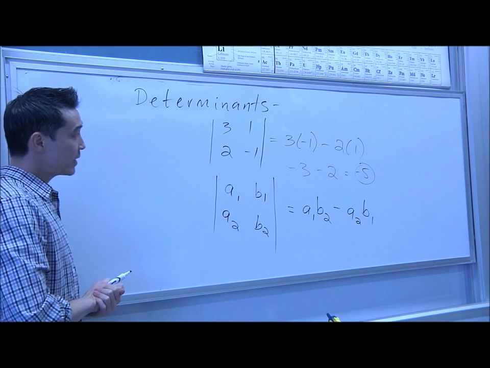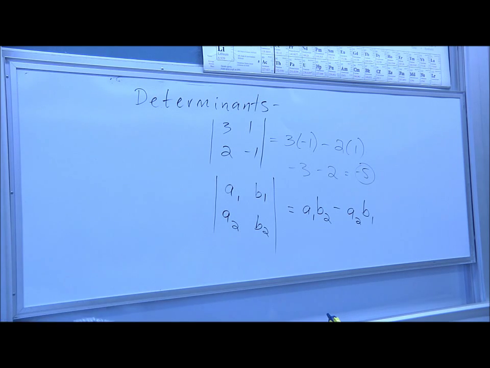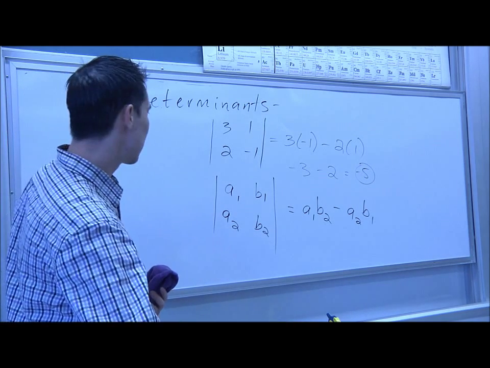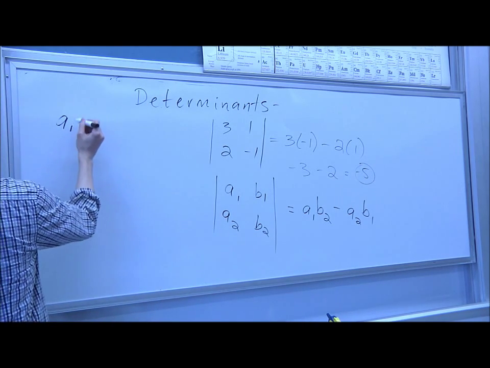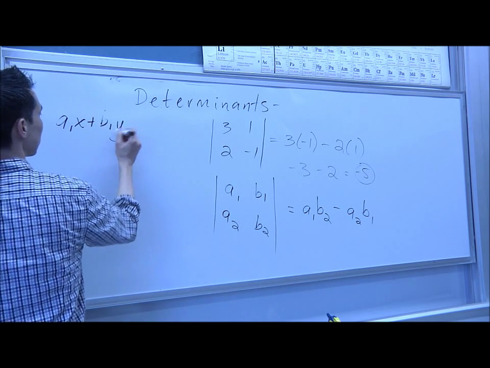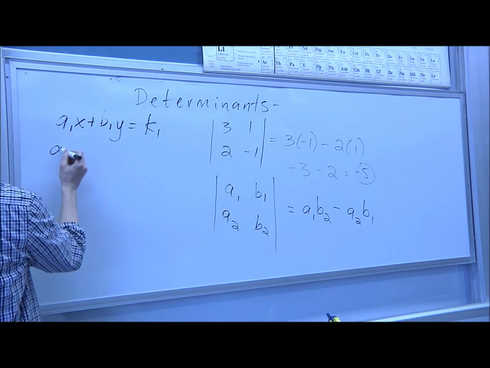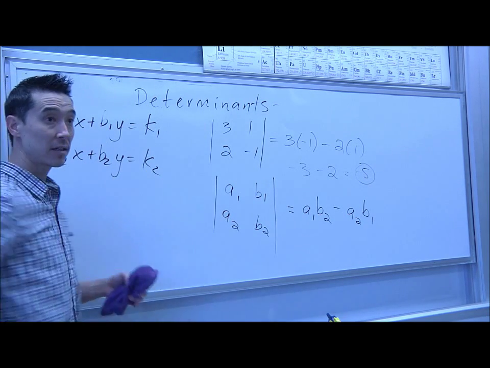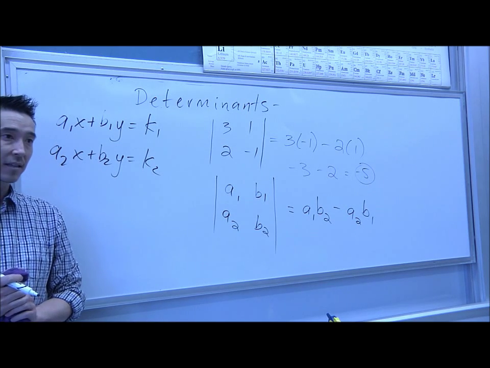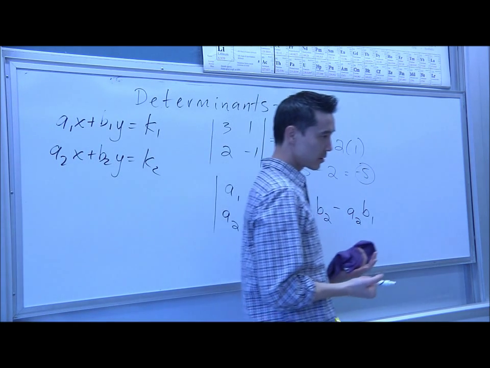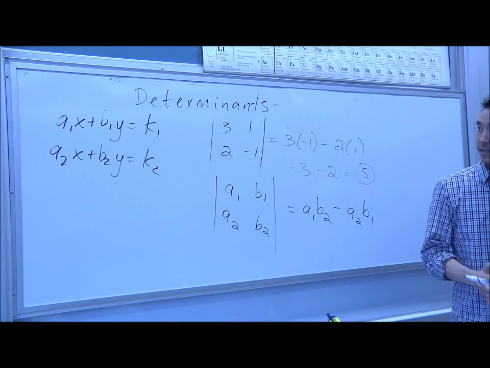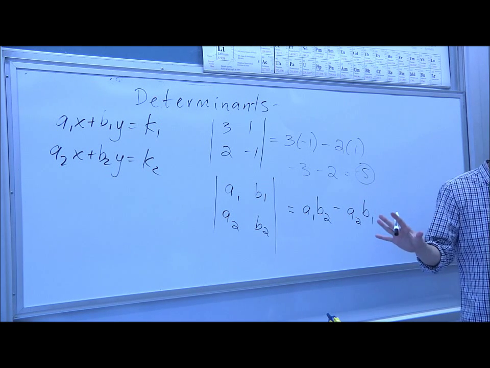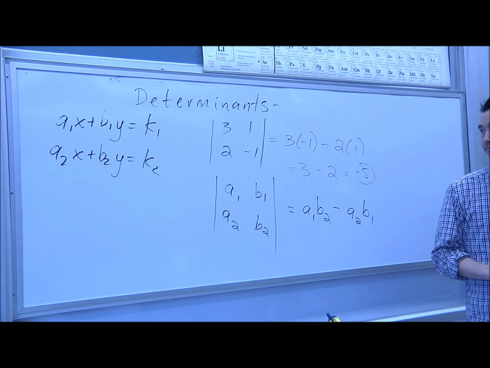All right. So I need to know how to evaluate a determinant first before I can go about solving a system. Okay? So let's do a system here. Let's say I have A1x plus B1y equals K1. A2x plus B2y equals K2. All right? So this will be a 2 by 2 system of equations. And I'm using A1, A2, B1, B2, K1, K2. Those will all be replaced by numbers, right? Coefficients from the variables and numbers on the right-hand side.